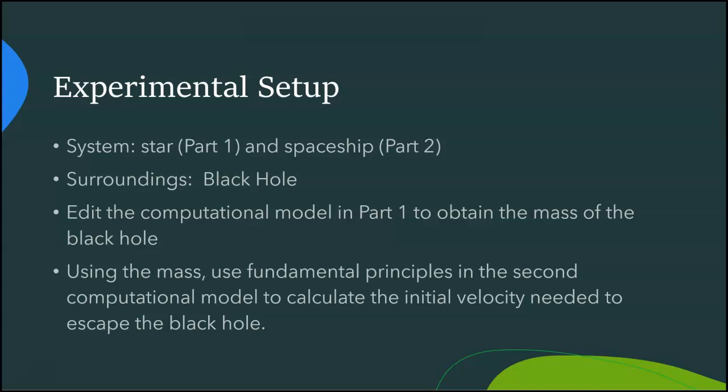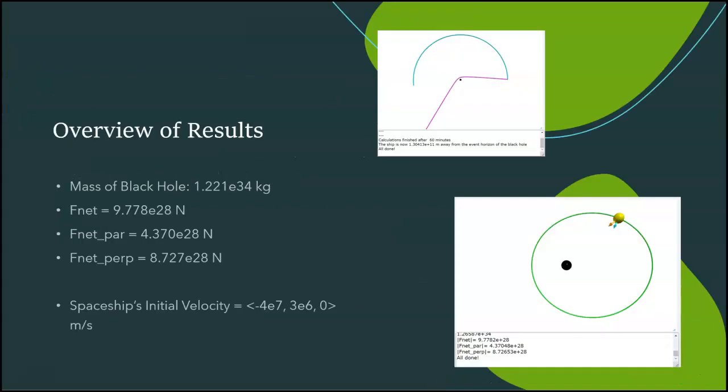In this experiment, our system is described as the star in part 1 and the spaceship in part 2. In both parts, however, the surroundings is the black hole. We will first edit the computational model in part 1 to obtain the mass of the black hole, and using the mass, we'll use fundamental principles to calculate the initial velocity needed to escape the black hole.